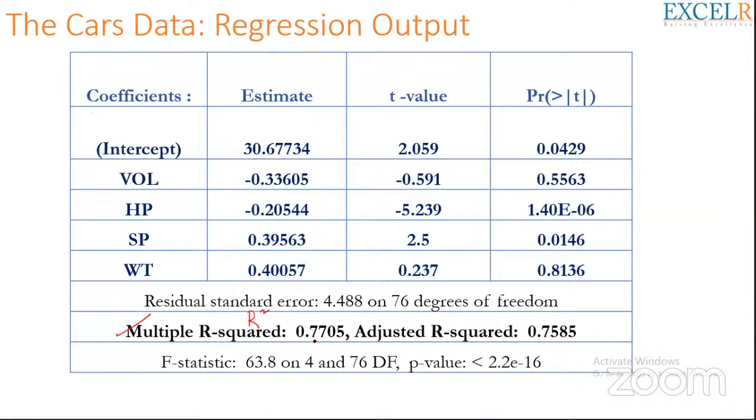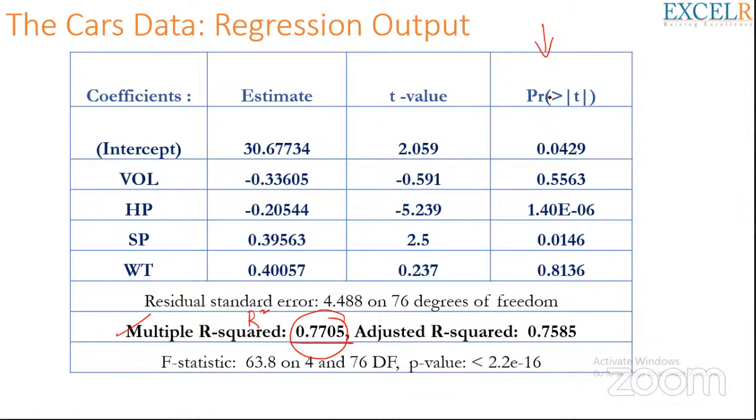So R square value, how much is it? 0.77. If it is more than 0.6 or 0.65, yes, of course, that is okay, kind of a good equation. This is a good equation, 0.77, right? And now coming to the p values. What are these p values for?